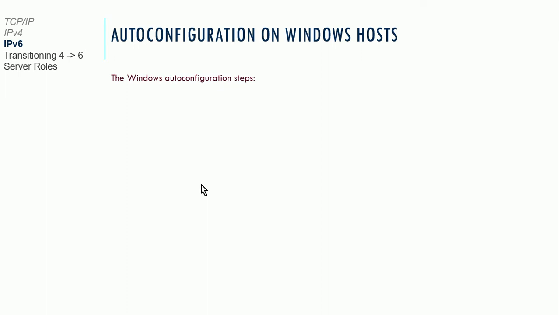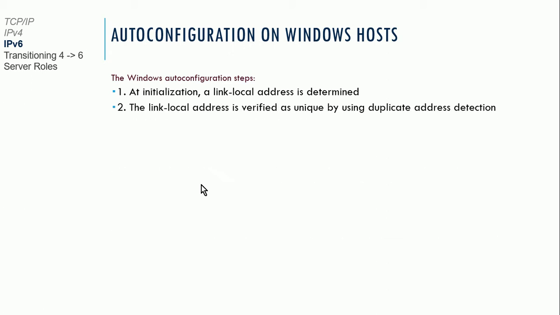So on a Windows host, if you configured IPv6, first it's going to initialize, it's going to determine a link local address. So it's going to make up a local address, the link local address. So link local, if you recall, is for computer-to-computer addressing within your subnet, just between computers, so there's no ability to route. So it's going to assign its link local address, which is then going to make sure that there are no duplicates on the network.